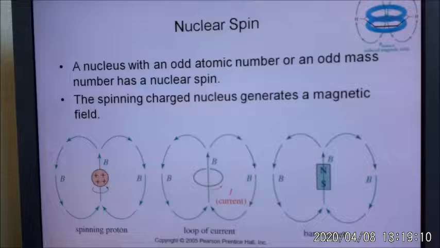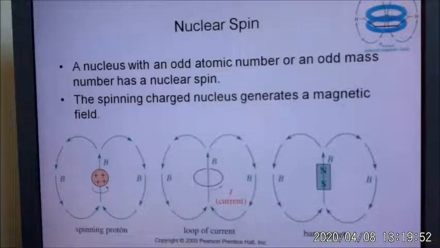Okay? So what's interesting is we always talk about electrons having a spin. But there's also this thing called nuclear spin. And any nucleus that has an odd atomic number or an odd mass number has a nuclear spin. Okay? And so what that means is it's kind of like a top, and it generates a magnetic field. So when we look at it, here's my spinning proton. We'll be focusing on the proton first. As it's spinning, it generates a current. When it generates a current, you have directionality to it. So in a sense, the way I like to describe it, it's like a bar magnet. You have north and south.